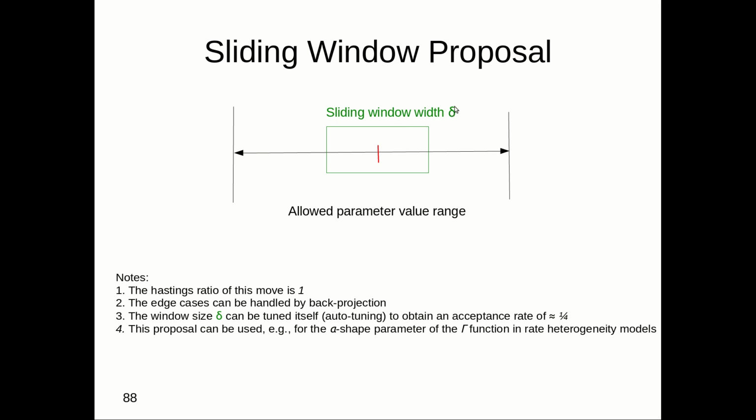So this is a parameter of this proposal, and as the MCMC chain generates more and more samples, you can try to optimize or tune this parameter delta to obtain a good acceptance rate. As I already said, this sliding window proposal can not only be used for branch lengths, but also for other parameters like the alpha shape parameter of the gamma function of rate heterogeneity.